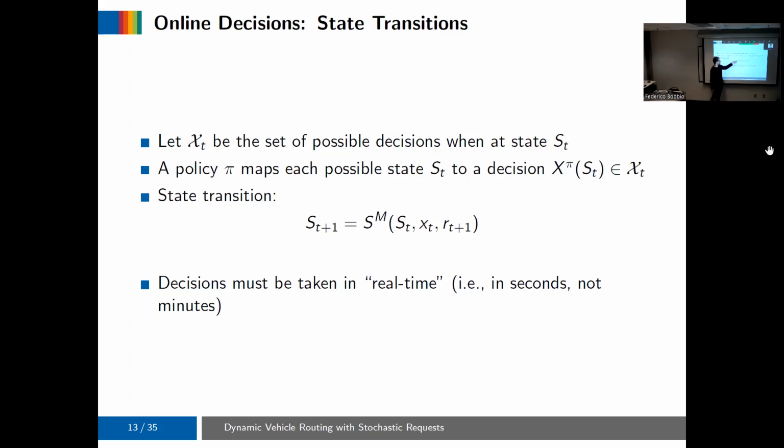Everything that happens in your model is going to be represented by this S^M transition function that will take you to the next state at t+1. And you have this operational constraint that these decisions must be taken in real time. When I say real time here, you have to make a decision in seconds. You cannot take several minutes for processing and for returning a decision to the customer. So you have to answer as fast as possible.